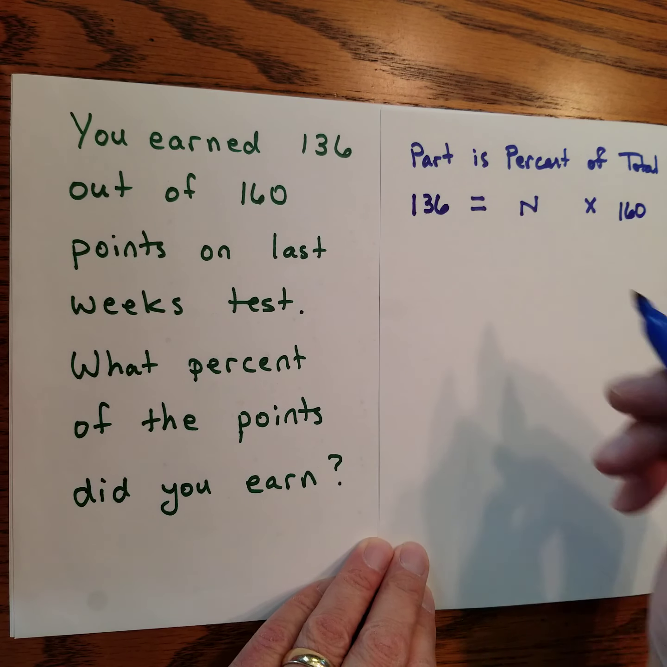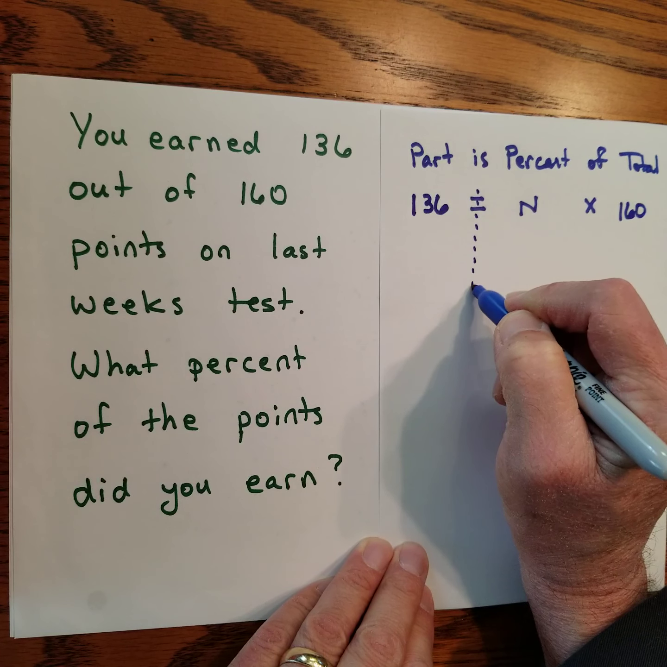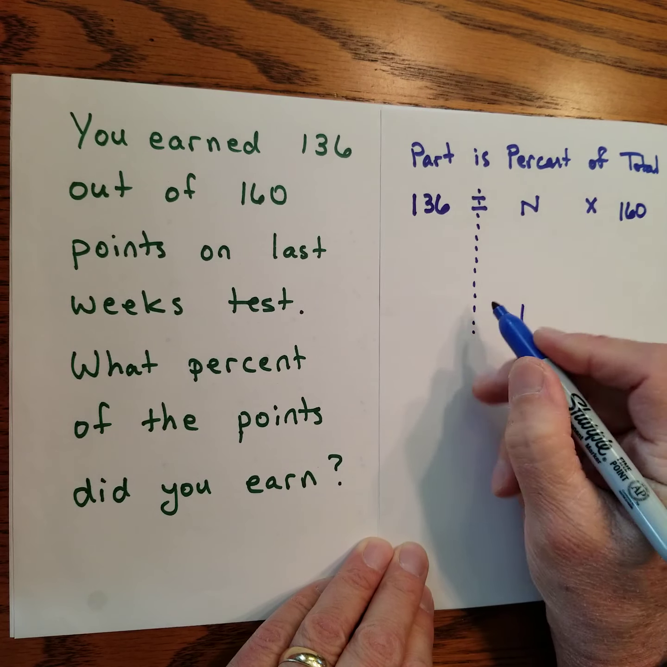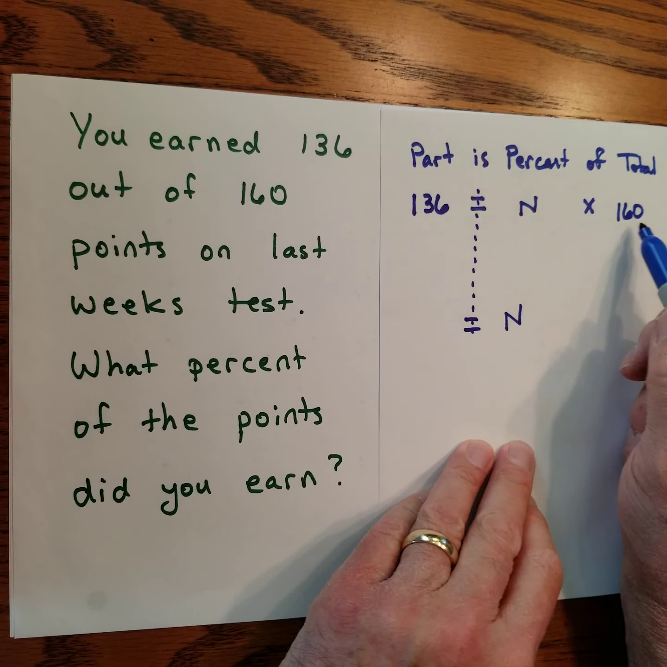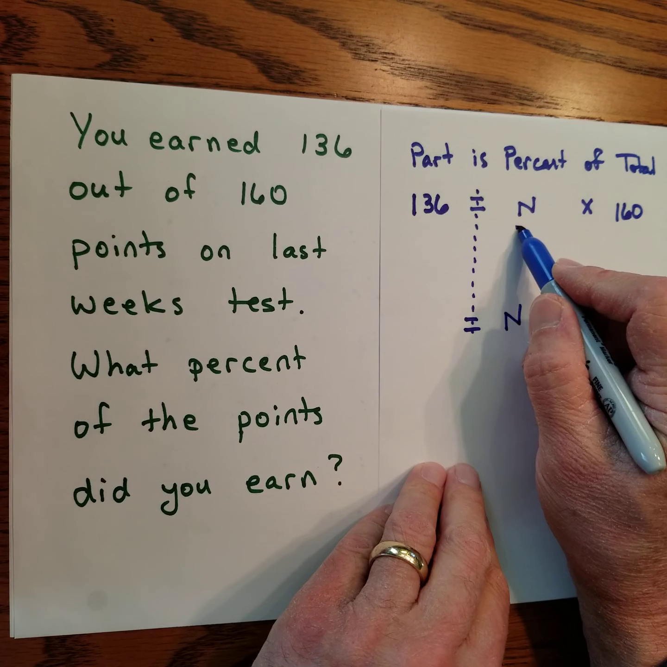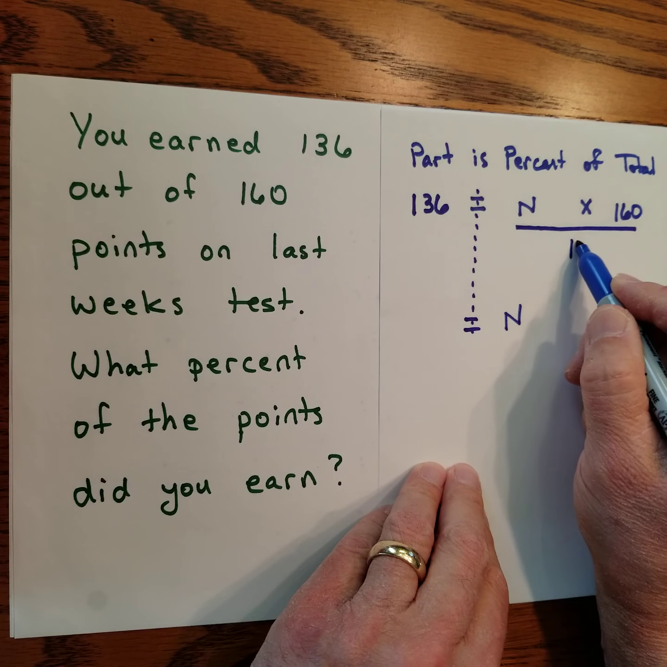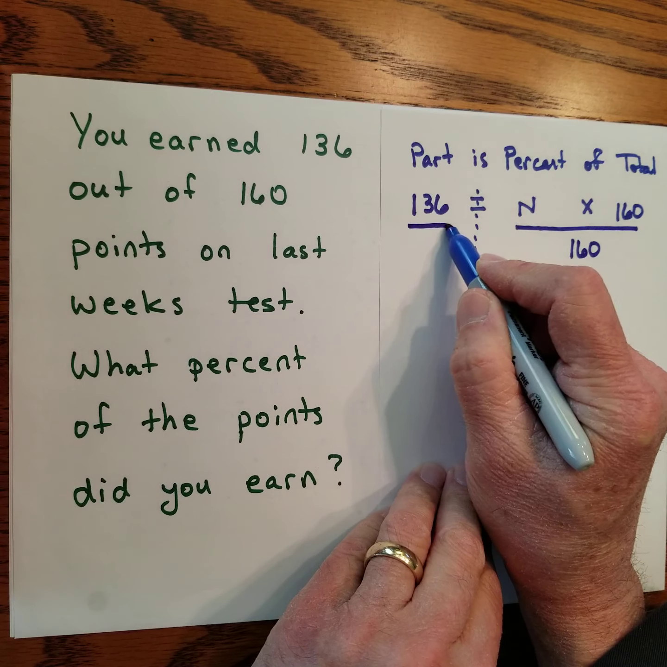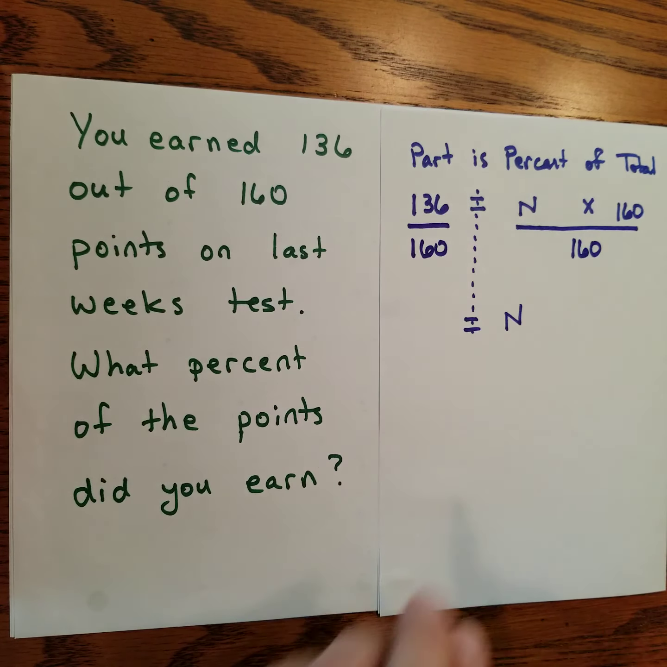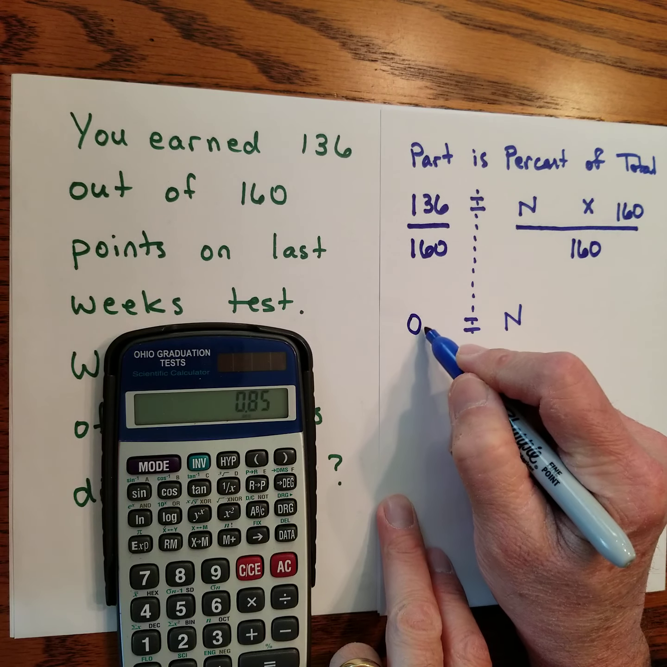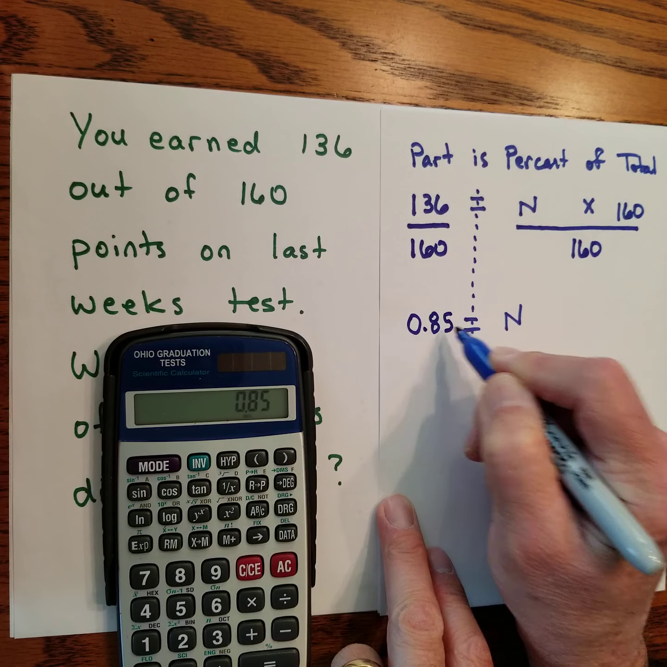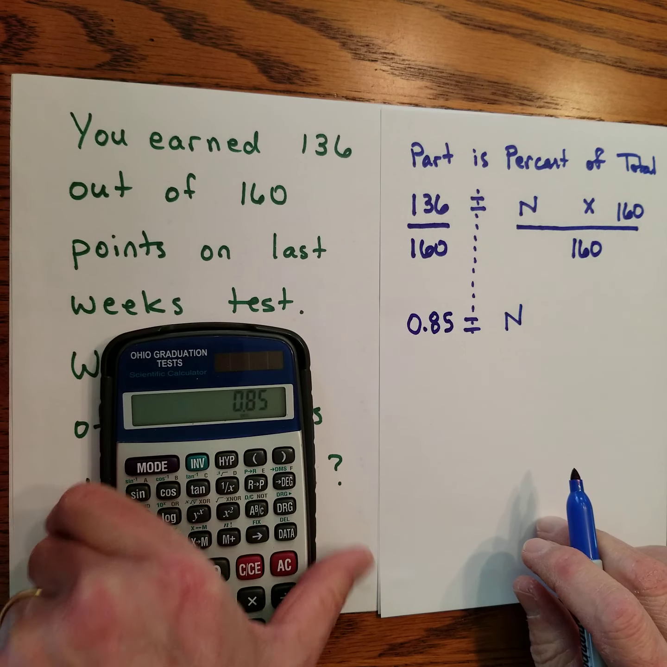To solve this equation, we need to get n by itself, which means the 160 needs to go away. The 160 is being multiplied. The inverse of multiplication is division. So we'll divide by 160. Do that on a calculator. If I type in 136 and divide it by 160, my calculator gives me 0.85.